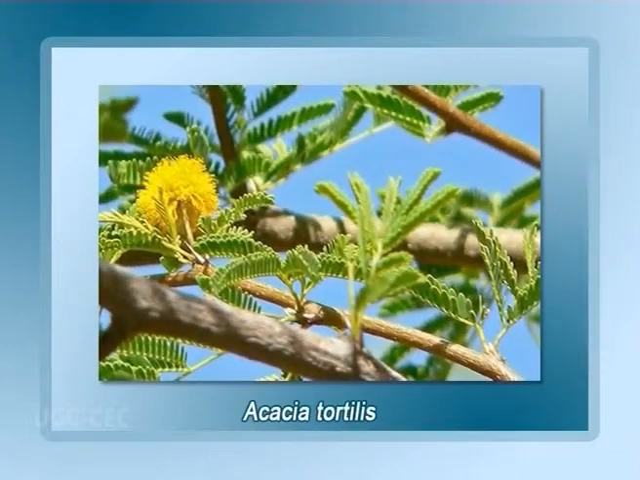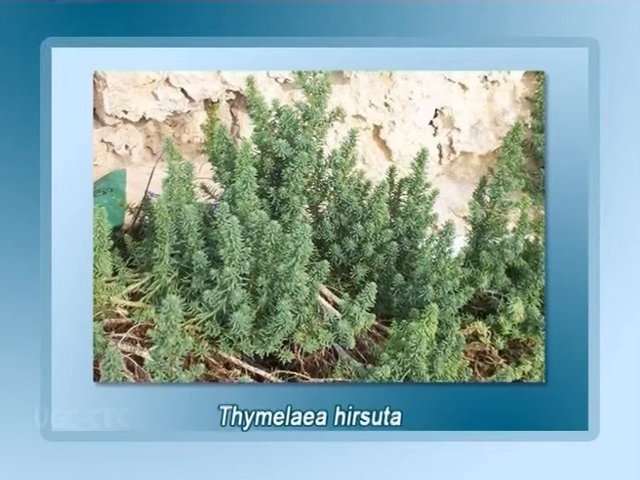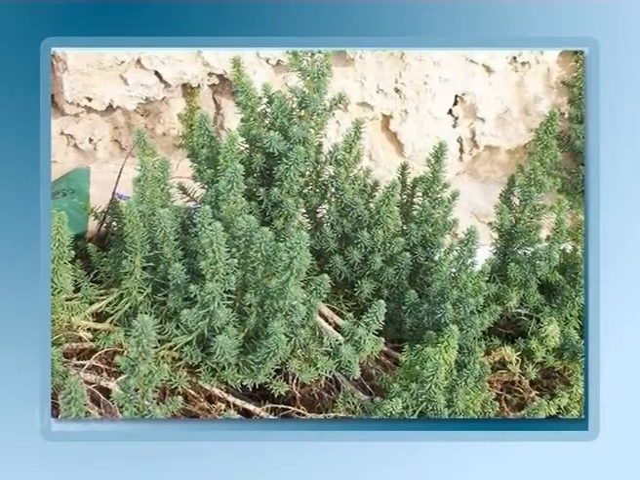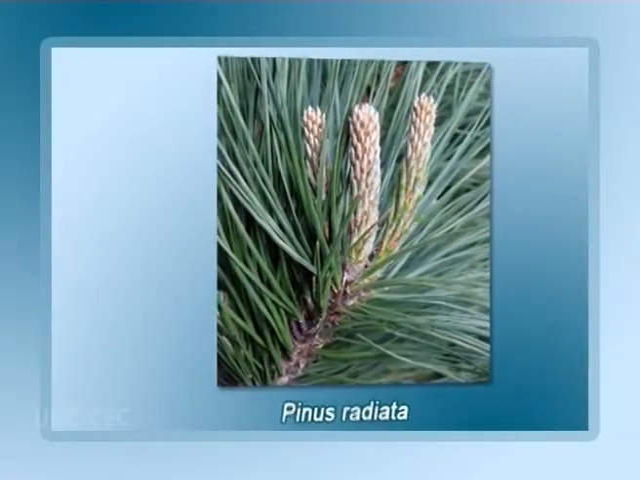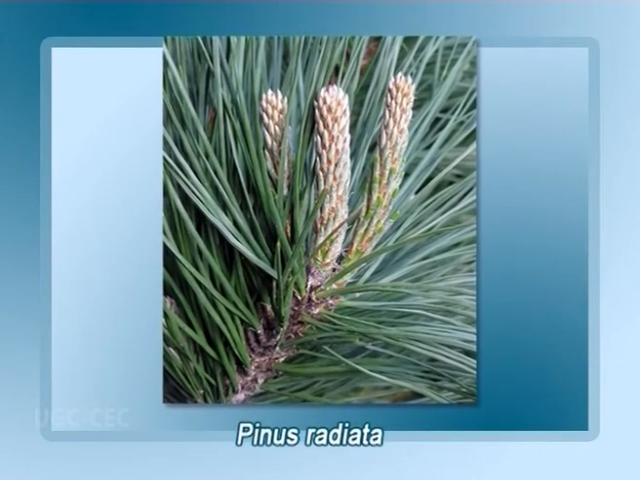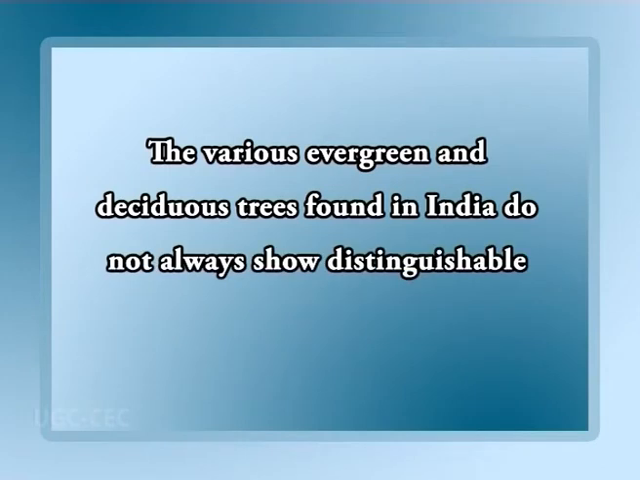Plants like Acacia tortilis and Thymelaea hirsuta have no growth rings; they produce the same type of secondary wood throughout the growth season. Similarly, in the Southern California pine, that's Pinus radiata, the cambium is not fully dormant even in the winter. The evergreen and deciduous trees found in India do not always show distinguishable growth rings.